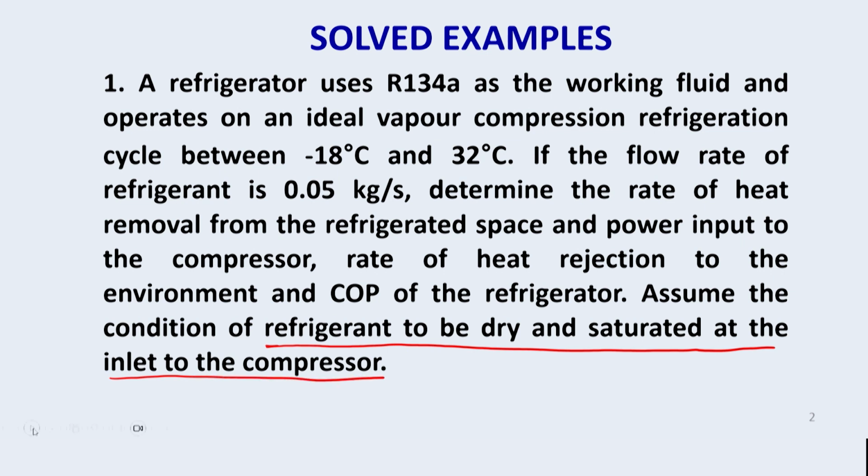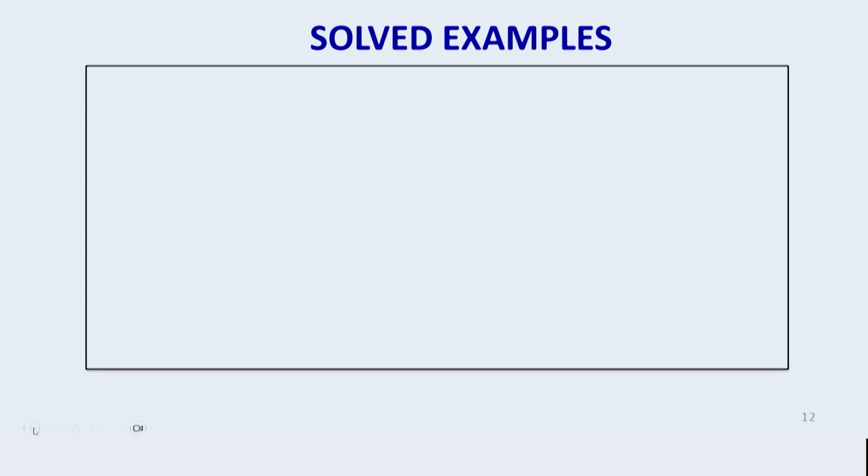So the state points 1 and 2 will change, because in the previous two problems which you have solved, in the first one, both at the inlet and outlet of the compressor the state of the refrigerant is wet, and in the previous problem it is wet at the inlet of the compressor and state point 2 is saturated. So first let us plot the TS diagram and then the pH diagram, so that it will help the learners to understand easily and in a better manner.